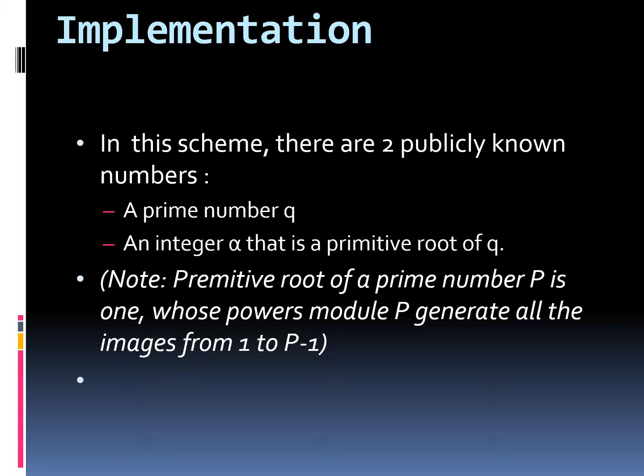Let's see what is under implementation. In this scheme, there are two publicly known numbers, a prime number Q and an integer alpha that is a primitive root of Q. If you don't know what a primitive root is, then please note this point. A primitive root of a prime number P is one whose powers modulo P generate all the integers from 1 to P minus 1. I'll be elaborating on primitive roots in more depth further on.